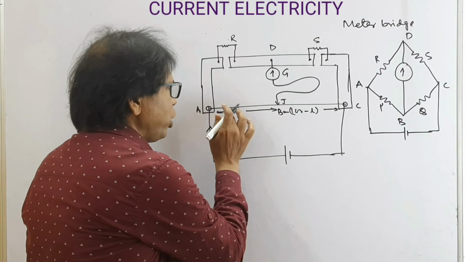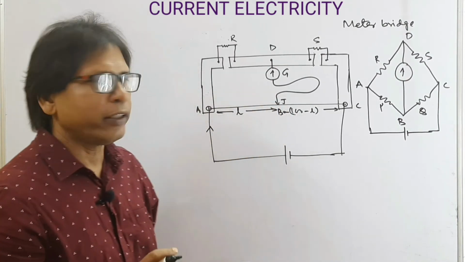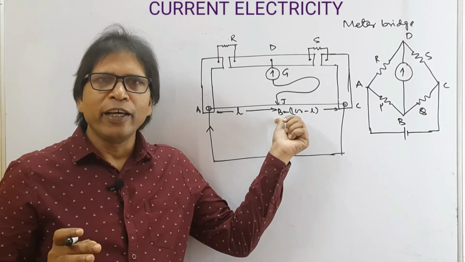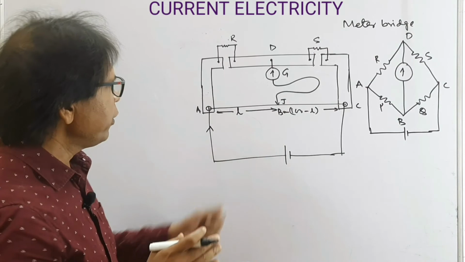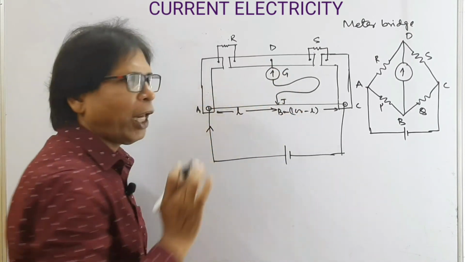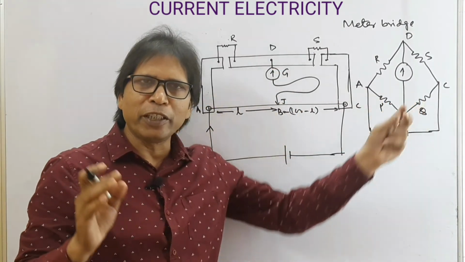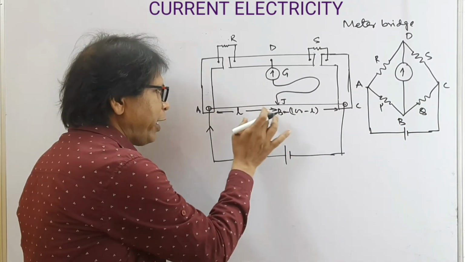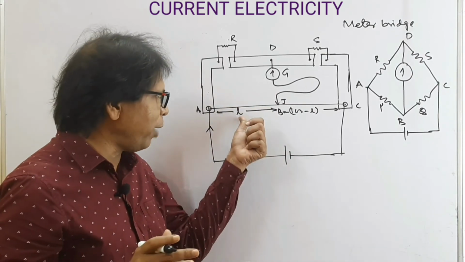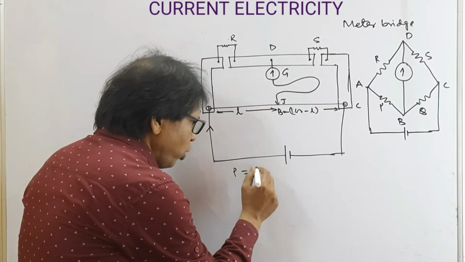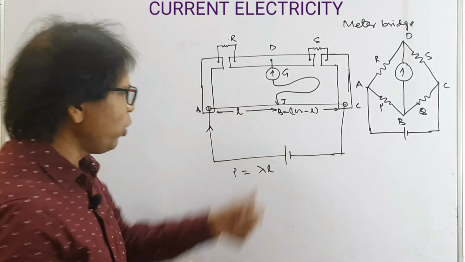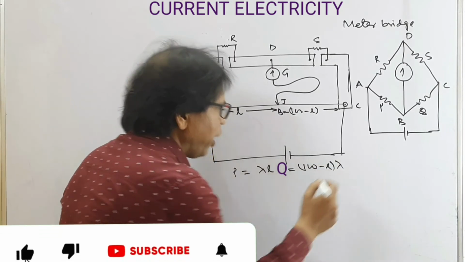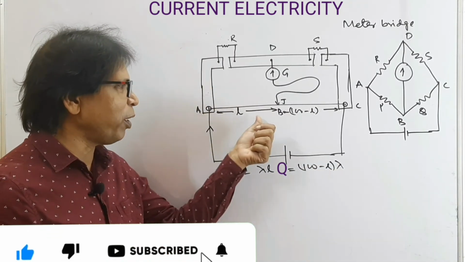Now the null point is moved towards the midpoint. Suppose at the point P, the null point is obtained. Null point is obtained means there is no current passing through the galvanometer. So the Wheatstone principle can be applied. Now if the resistance per centimeter of the meter bridge wire is lambda, then P equals lambda into L and Q equals 100 minus L into lambda. Now L is the length of AB.